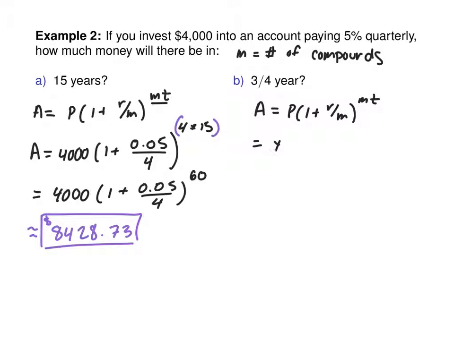Obviously. Okay, 4,000. Now what if you do 3/4 of a year? What changes? The power. The power, exactly. So the power was 4 times 15, now it's going to be 4 times 3/4. What is 4 times 3/4? That'd be 3, right? Okay.